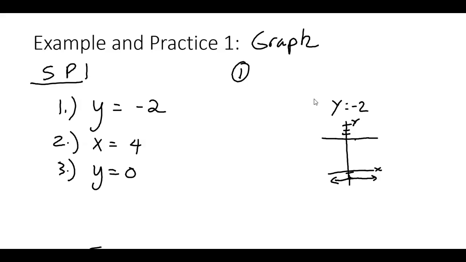On number 2, vertical, 4 spaces to the right. And number 3, y equals 0. That's just the x-axis. So any questions about those ones? Nada? All right. So that's our first objective for the day, is just graphing those kind of weird ones.